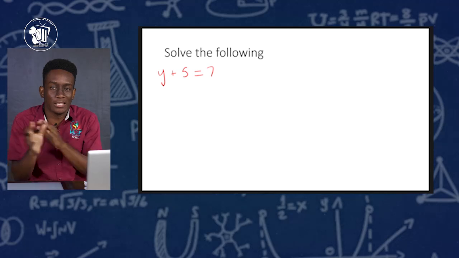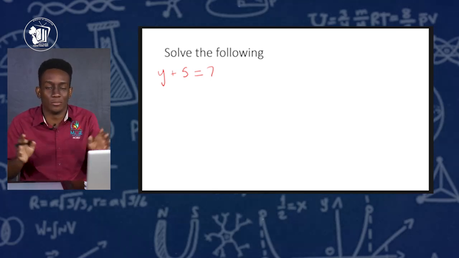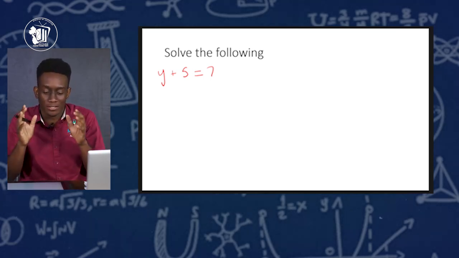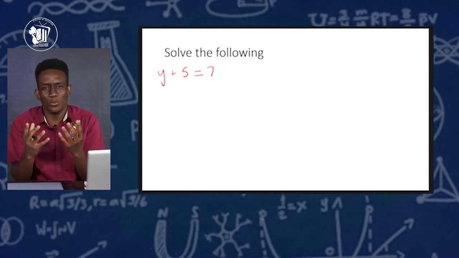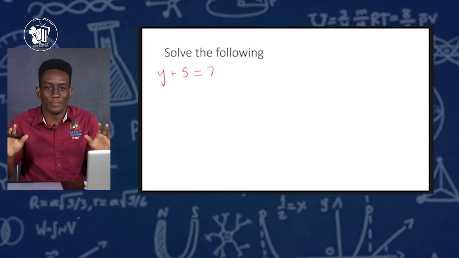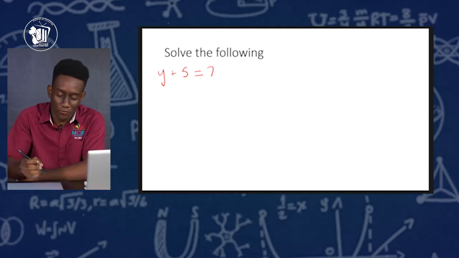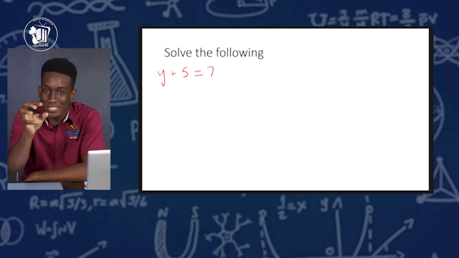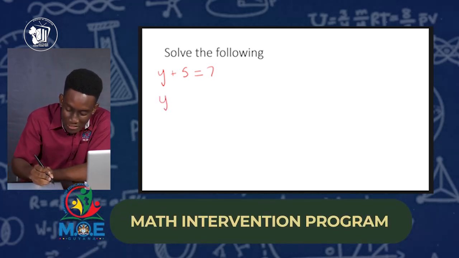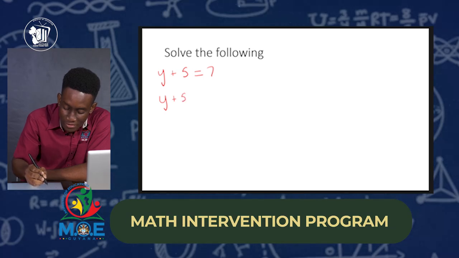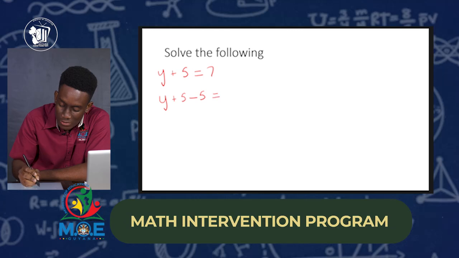We do that by getting rid of all the other things, all the other numbers surrounding the unknown. So we have 5 of something. What can we do to get rid of that 5 of something and make it equal 0? Of course, if you have 5 of something, all you have to do is take away that 5 of something. So to solve this equation, we have y plus 5, and to get rid of this 5, we subtract 5, is equal to 7.